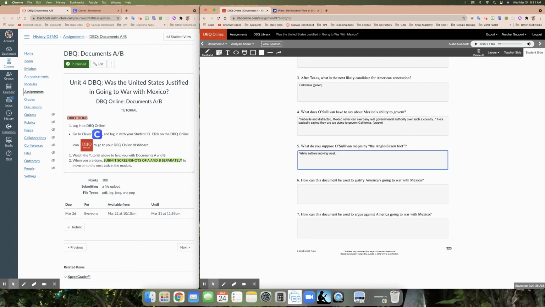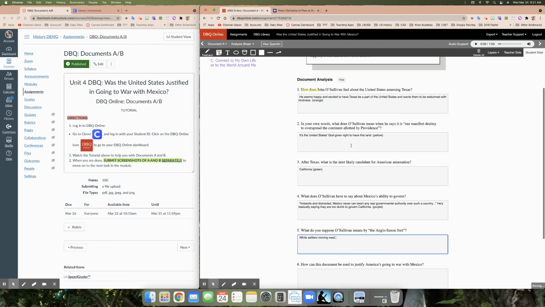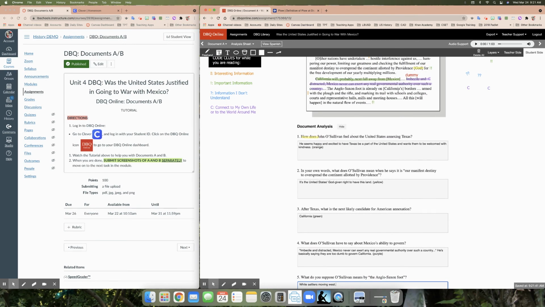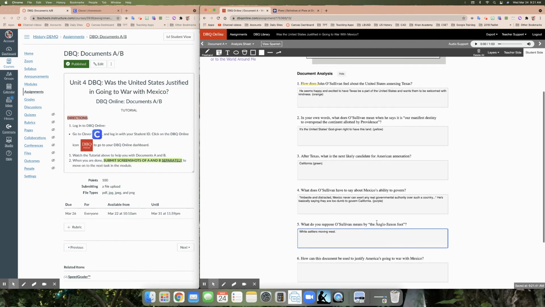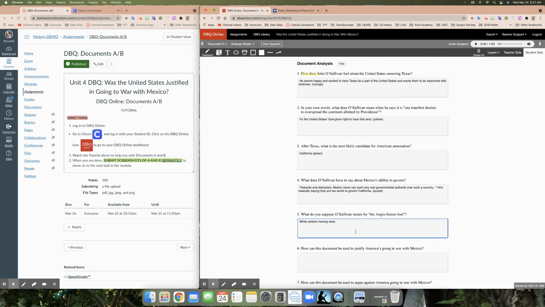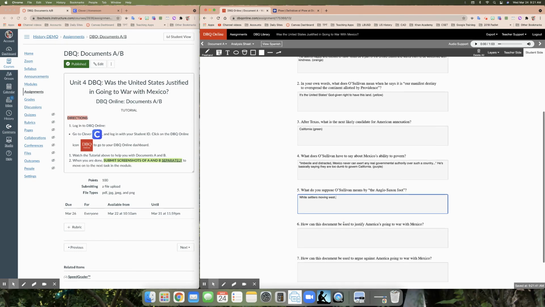Okay. And let's look at the rest of that sentence. The Anglo-Saxon foot is already on California's borders. So they're already there. They're already in California, ready to go in and start farming and start fighting. Okay. And I don't really need to highlight anything because it's just asking for what I think it means.